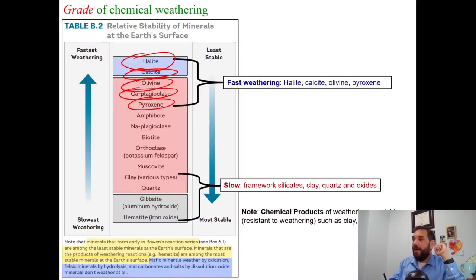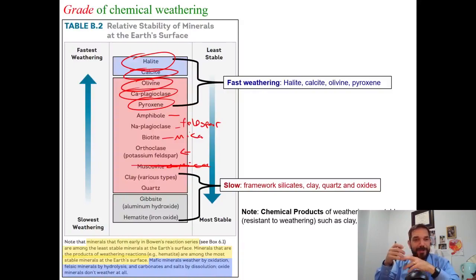Okay. Things that are in the middle are like amphibole, sodium-rich plagioclase, biotite, which is a type of mica. Okay, this is a mica. Plagioclase is a type of feldspar. Okay, this is another kind of feldspar, orthoclase, potassium feldspar. Muscovite is also mica. Okay, so the micas and the feldspars and the amphiboles break down kind of medium, and then things that are very resistant to weathering are things like clay minerals, quartz. I never talk about gibbsite in this class, but hematite I do talk about.